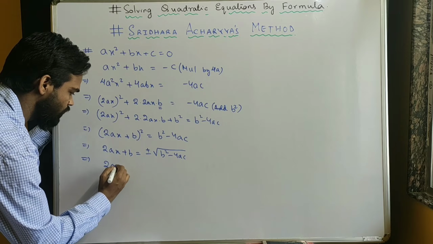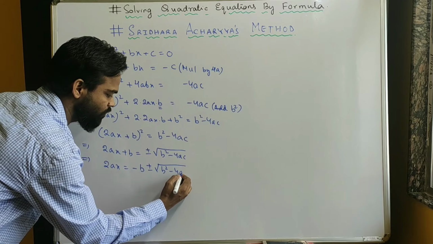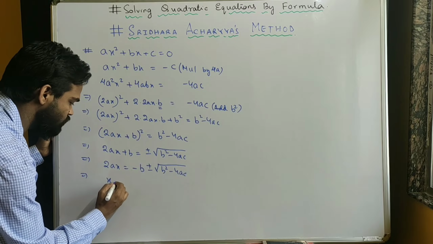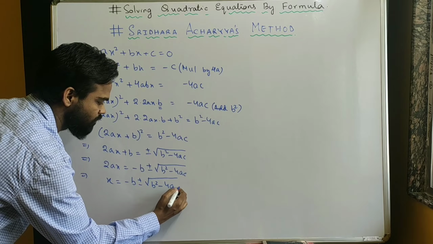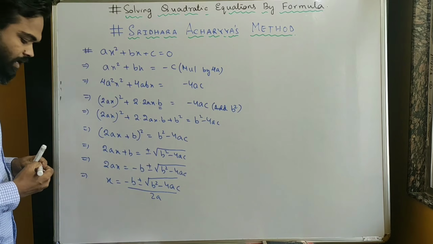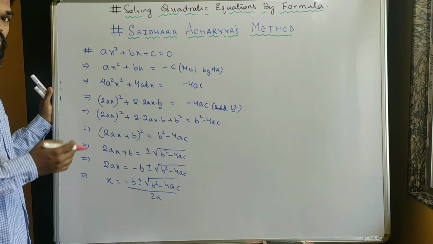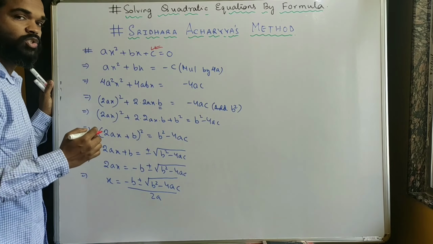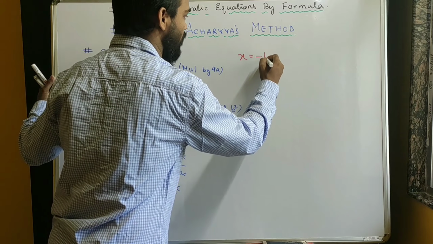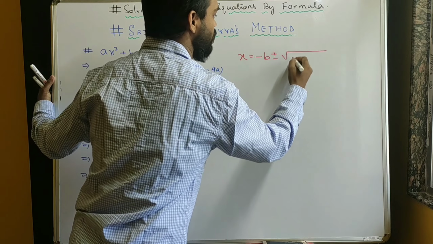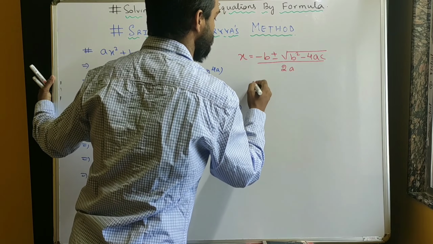How? This is 2ax equals minus b plus minus root over b square minus 4ac, which means x will be equal to minus b plus minus root over b square minus 4ac by 2a. Is it clear? Which means Sridhara Acharyya's method to solve a quadratic equation given in the form ax square plus bx plus c, the roots will be x equals minus b plus minus root over b square minus 4ac by 2a.